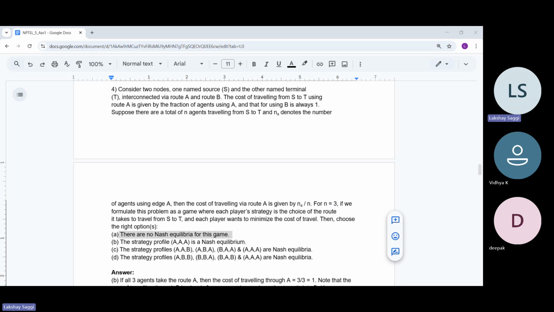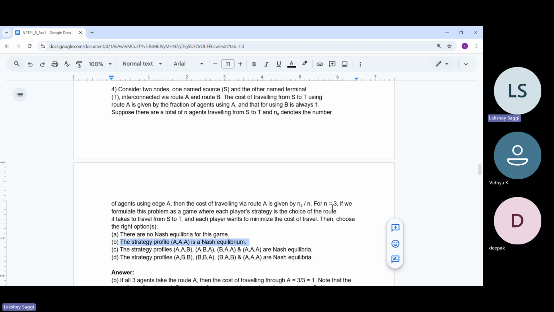So I hope the problem statement is clear to everyone. Option A says that there are no Nash equilibria for this game. So maybe we'll come to this option later. We'll first analyze the other options and then we'll see whether a Nash equilibria exists or not. Option B is that the strategy profile AAA is a Nash equilibria.